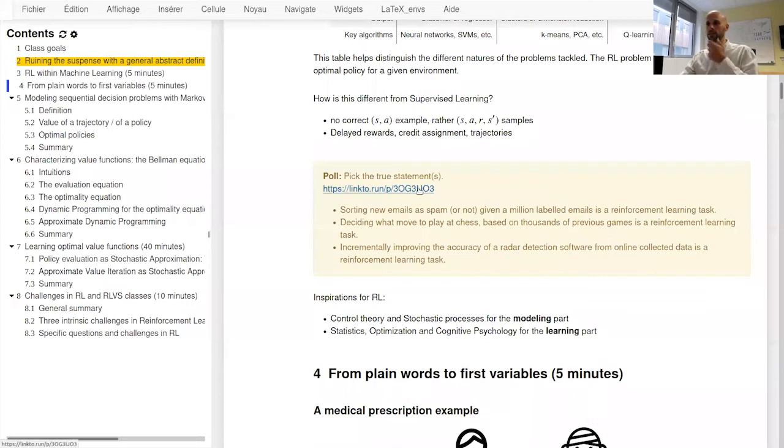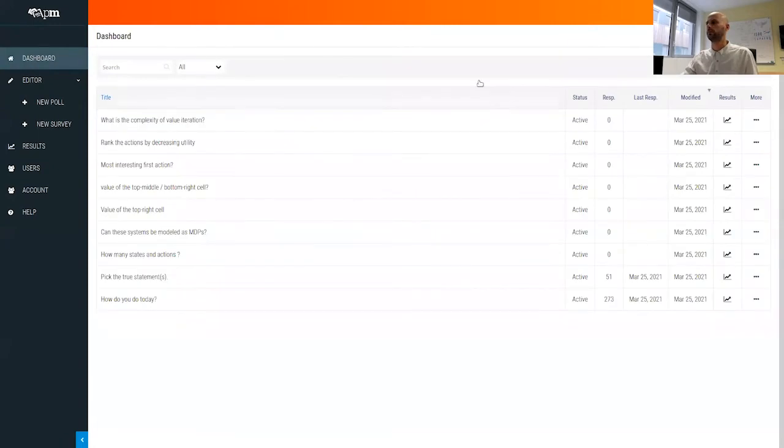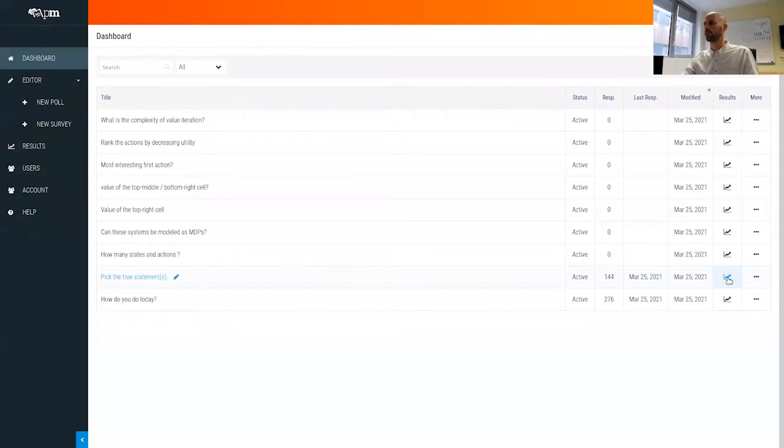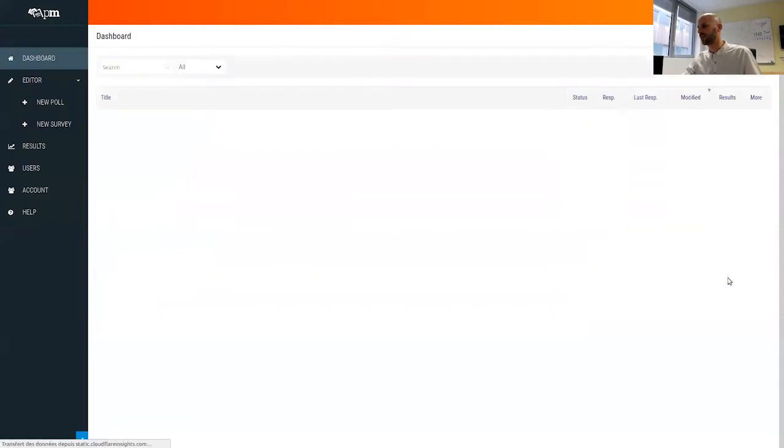So let's jump on to a second poll because I don't want you to fall asleep and I want you to stay active. So please pick the true statements in the three statements below. If you click on the link, you will be offered the same three statements, and we'll take a look in, say, 30 seconds at the results. I'll wait until we have 200 answers at least, and then I'll take a look at the results.